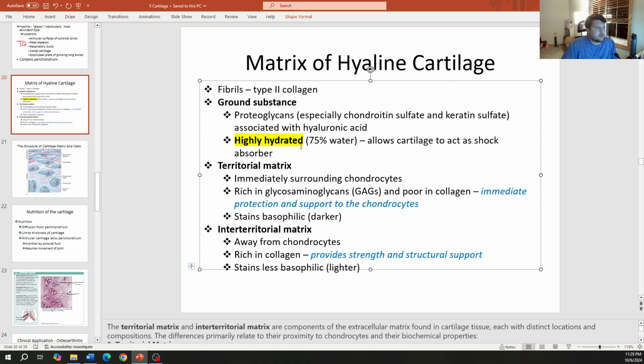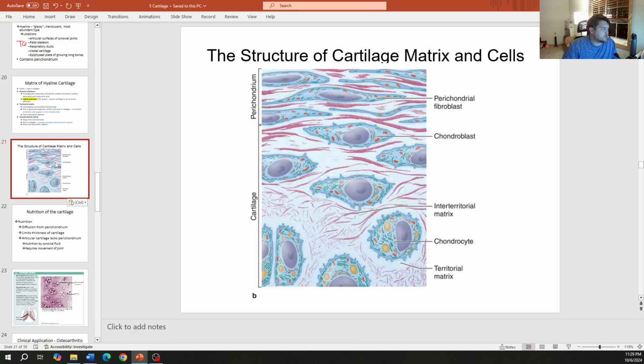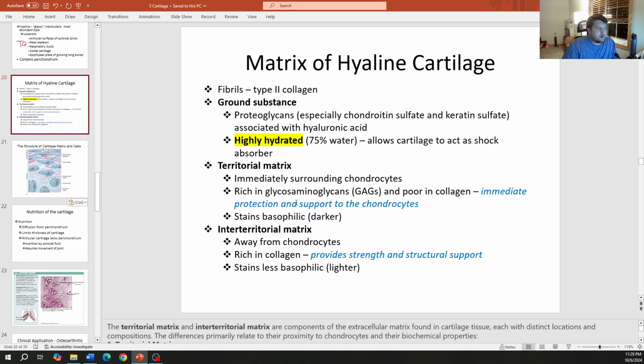This also likes to be a test question, that it's a bunch of water. It's mostly water. It's 75% water. The territorial matrix is what immediately surrounds the chondrocytes. So these chondrocytes right here, this first little layer is the territorial matrix. Its job is to protect and support the chondrocytes.